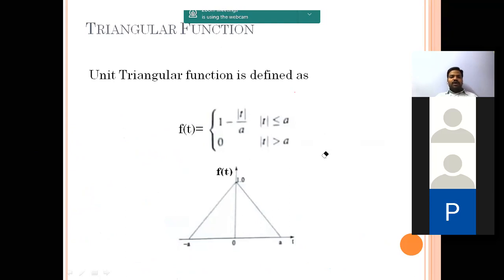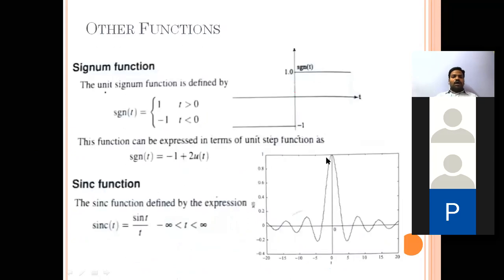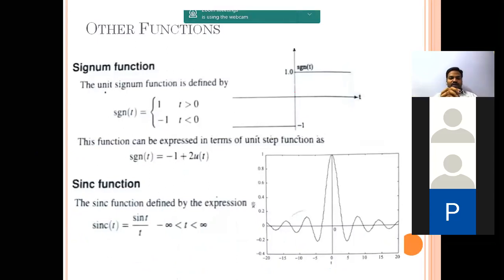Yes, sir. Okay, next we are going to see one more function, that is, other functions. So many continuous time signals, or continuous time functions, are available. In that case, the signum function is also there, the sinc function is also there. I have just defined those functions because they are not regularly used in signals and systems. We rarely use this type of function, but whenever we do, you must remember the basic definitions.